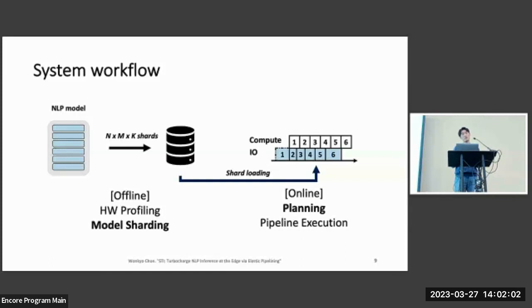And then during the online stage, given the profile data, the planner generates the submodel execution plan, such as how many layers, how many shards, and what kind of version should be executed within the target latency. So once the system confirms that the generated plan is valid, then the plan will be executed in the pipeline.